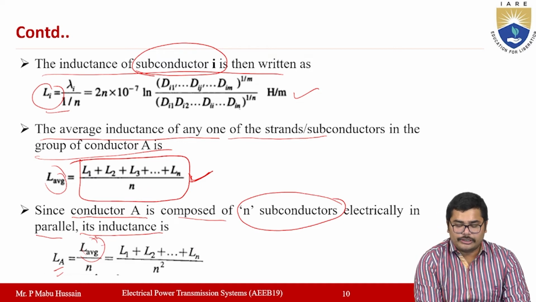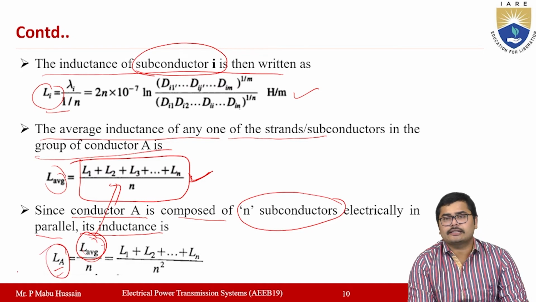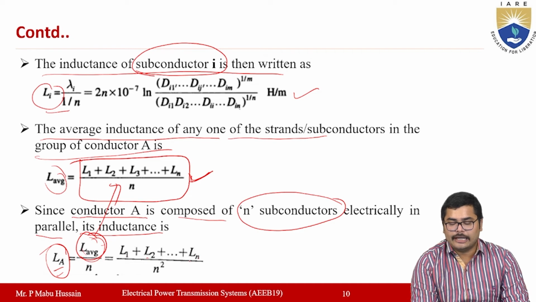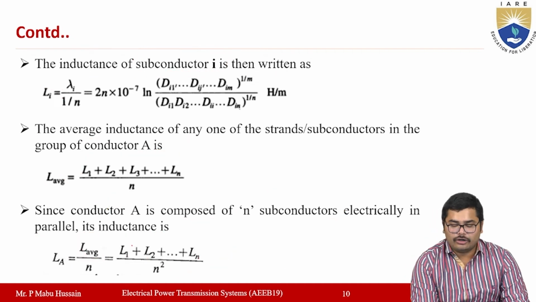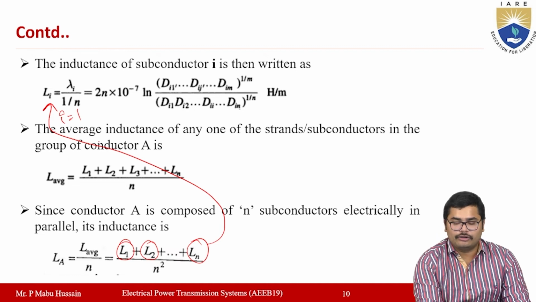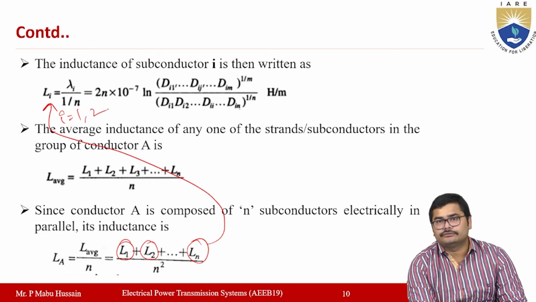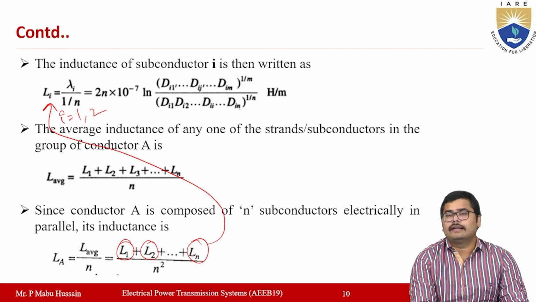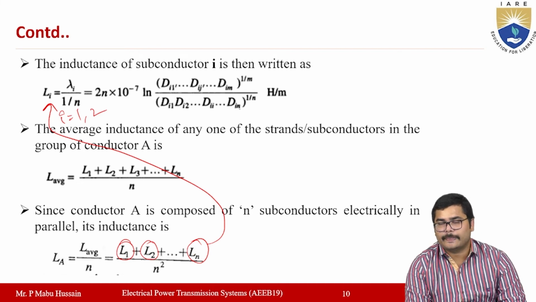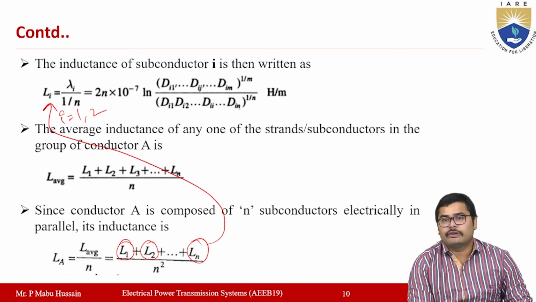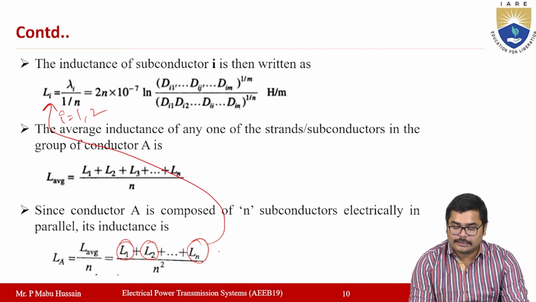So then if you substitute this value here, the inductance of composite conductor A will be equal to (L1 plus L2 plus and so on up to Ln) by n square. Okay, right. So how do you get L1, L2, Ln? Simply, here in place of I, if you substitute 1, you will get L1. If you substitute I equal to 2, you will get L2. Like that you can write the inductance for all n subconductors in composite conductor A. So here you substitute all the values of L1, L2 up to Ln in this equation.